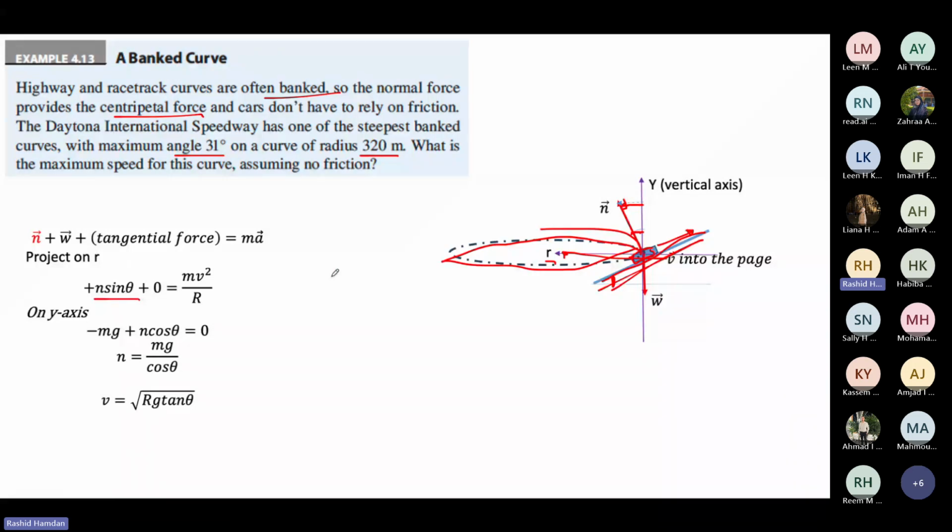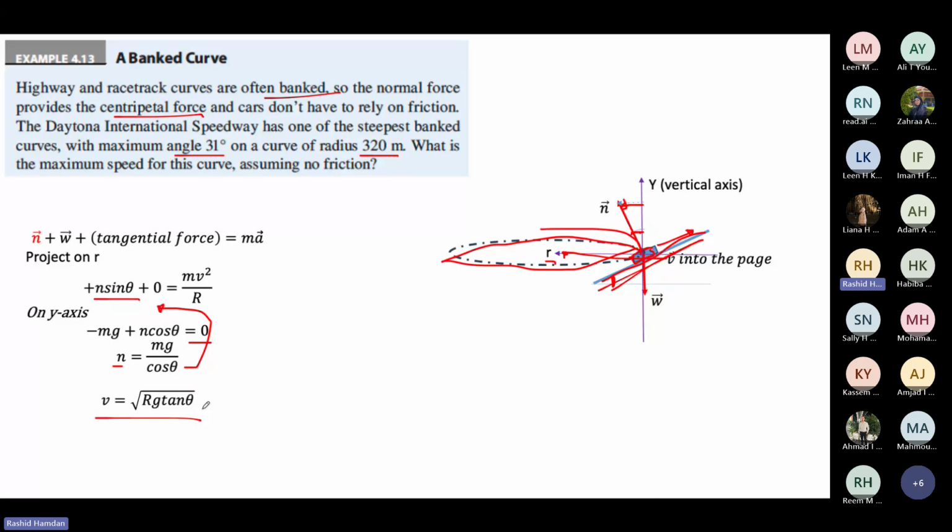But now it has another job. It has to still hold us from going into the road. So if I project on the y-axis, the acceleration is 0. So I get n cosine theta equal to mg. And then I find n. So n is equal to mg over cosine theta. I replace that back in here. And I can find v, it's equal to the square root of rg tangent theta. Now still it's very similar to that, but we replaced mu s by tangent theta.